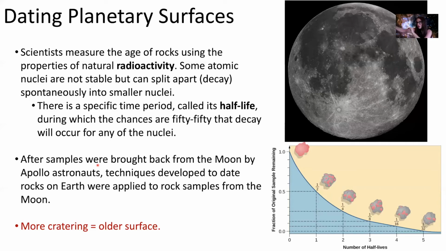But we can't go out to Mercury with a mission all the time. We can't go out to Mars all the time and bring back material from Mars, at least not yet. But we can observe the cratering on their surfaces. With that information, we can see the cratering, and then we know about the age of that planetary surface.